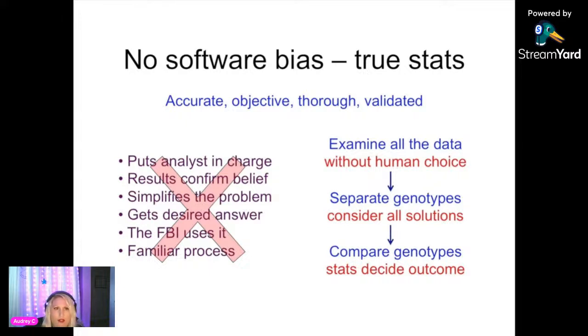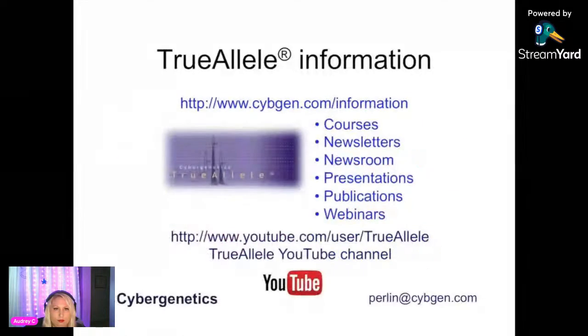The extraneous factors for choosing software, like making the analyst feel good about themselves or because the FBI likes it, are not factors. Rather, a process should be used with accurate software that examines all the data without human choice, separates genotypes, considers all solutions, and compares genotypes, letting the match statistic decide the outcome, not human prejudices, bias, or preconceived notions. Cybergenetics true allele mixture interpretation technology was designed to meet all of these unbiased criteria.